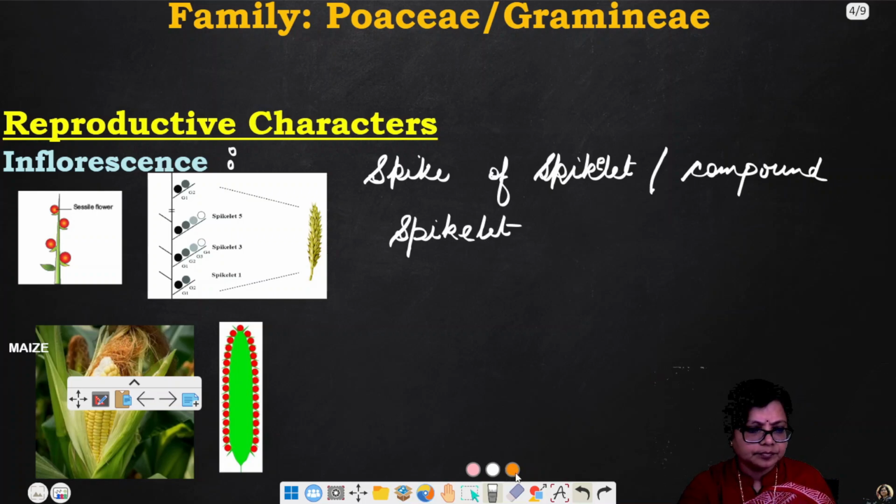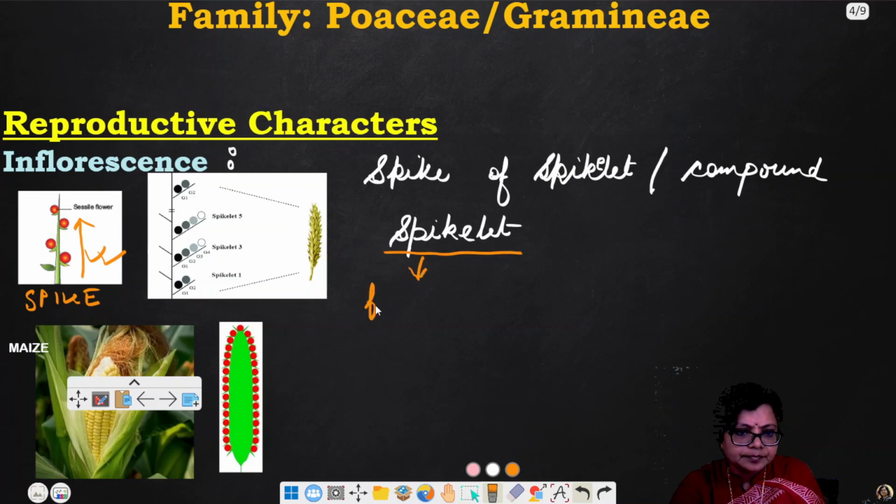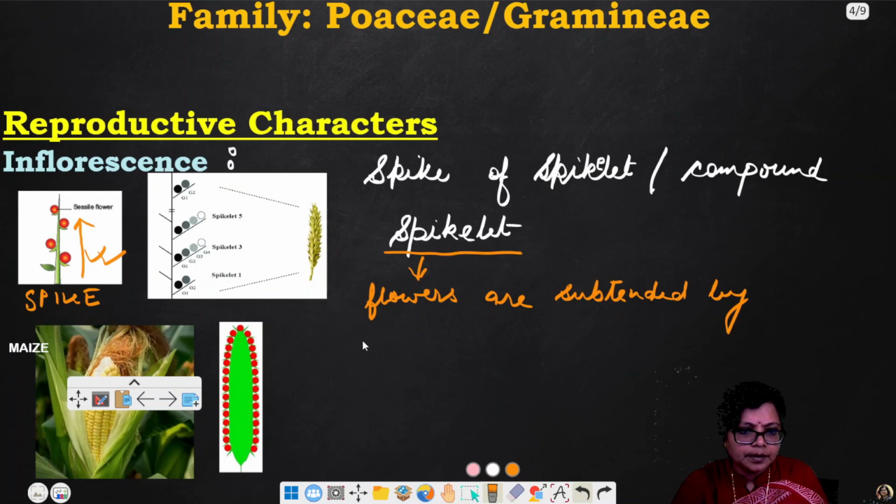Now the question is, what is spike and what is spikelet? This diagram represents spike. Here the flowers are developing in a racemose manner, that is from base to apex, and in case of spikelet, flowers are subtended by bract or the bracts.